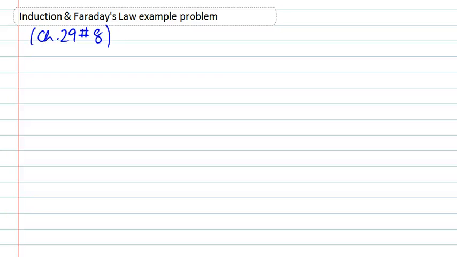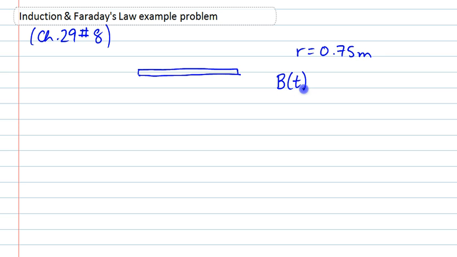Okay, welcome back everyone. In this video I'm going to give you a quick example of how to solve problems using Faraday's law. This is number 8 from chapter 29, and we're given a circular steel ring, so we're going to look at it edge on, which has a radius of 0.75 meters, and we have a magnetic field that changes as a function of time, and it's making a 60-degree angle with the ring itself.